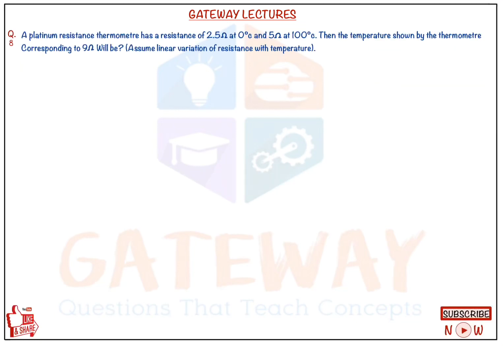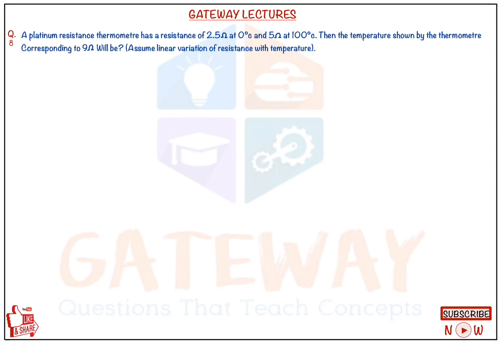A platinum resistance thermometer has a resistance of 2.5 ohms at 0 degrees centigrade and 5 ohms at 100 degrees centigrade. So the ice point and steam point were given. What will be the temperature shown by the thermometer corresponding to 9 ohms? Assume linear variation of resistance with temperature.